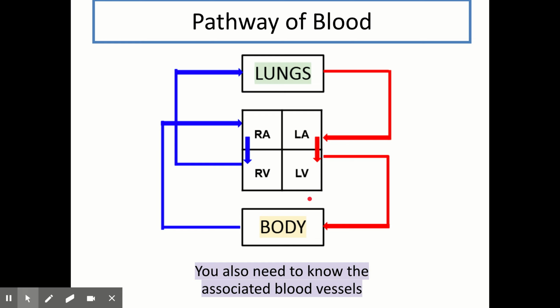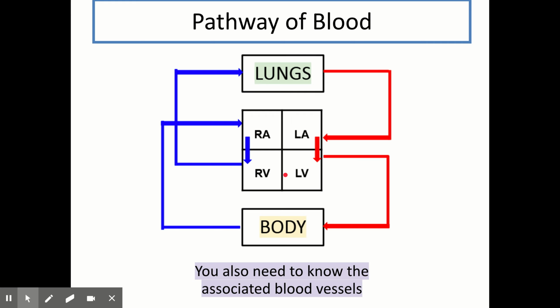So you also need to know the names of the blood vessels that are associated with the heart. There are four main ones we're going to add to this diagram. These are the blood vessels that either carry blood into the atria on either side or out of the ventricles on either side. And there are simple ways to remember their names and add them to your diagram, which we're going to talk about now.